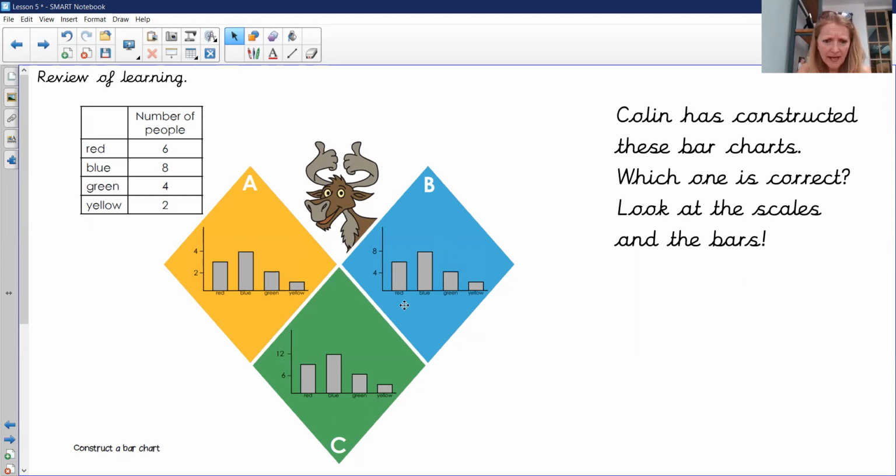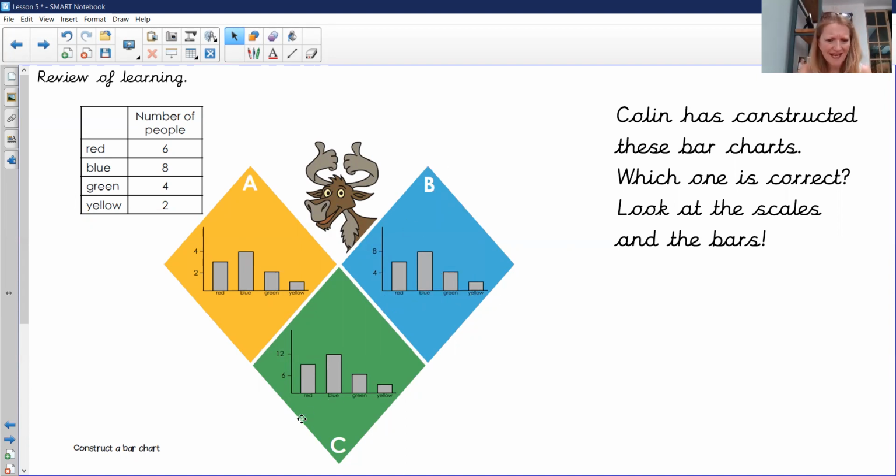Let's have a look at B. So red is going halfway between 4 and 8, a slightly different scale on this one. So it's going up in 4s. So what's halfway between 4 and 8? 4, 5, 6, 7, 8. Well, that would be 6. So that's looking quite good. Let's check blue. Blue should be 8, and that's definitely level with 8. Green should be 4, and that's definitely level with 4. And yellow should be 2, and that's halfway between 0 and 4. So halfway between 0 and 4 would be 2. So I think we can definitely say it's B.